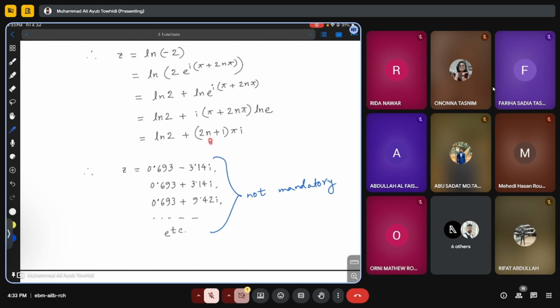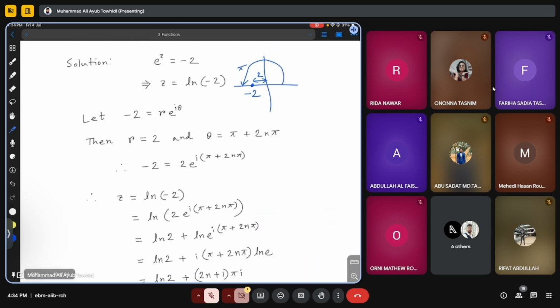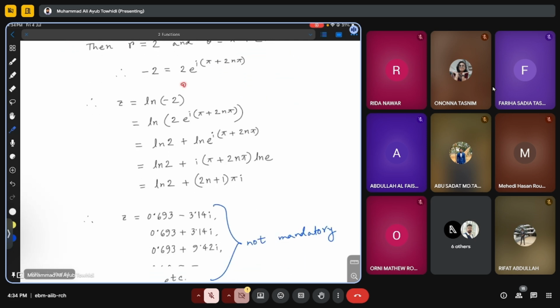If you take the value of n equals 0, 1, 2, -1, -2, different values will give you different answers. So it will have many different answers, a multi-valued function. But we can keep this until this. This should be a good answer. Or sometimes it can also say prove that ln -2 equals this. So it's the same thing.